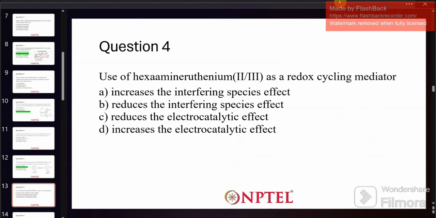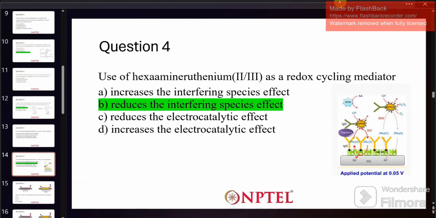So basically what is happening is, when you are using ferrocyanide, you need to apply a higher potential for the oxidation redox reaction to occur. So we are using hexamine ruthenium, because when you apply higher potential, there will be more interference happening at the redox cycling reaction. To reduce that interference, we are using hexamine ruthenium as the mediator. So the purpose is to reduce the interfering species effect.